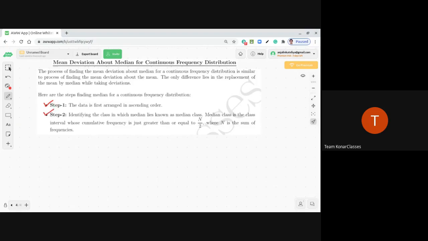I repeat once more. Identifying the class in which the median lies, known as the median class. We'll see by means of an example. The median class is the class interval whose cumulative frequency is just greater than or equal to n by 2, where n is the sum of the frequencies. Once these first two steps are done, then we need to find four values. And what are those values, dear students? The values are something like this.